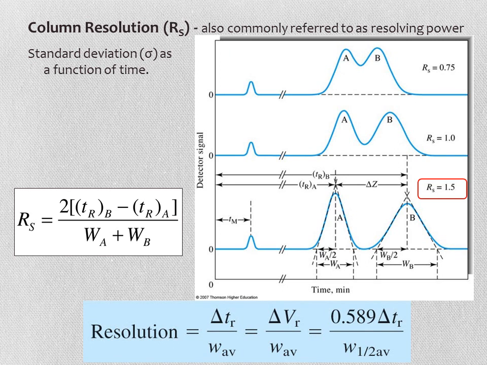In the blue box down at the bottom then, we have change in retention time on top over average width on the bottom. You could also think of that as change in the volume of retention, but that's not particularly useful. And then the very last one, 0.589 times the change in retention time over the width at half average. That I like a lot because the width at half average is your average full width at half maximum. And I mentioned earlier in this screencast that it's a lot easier to get the width of a peak halfway up.